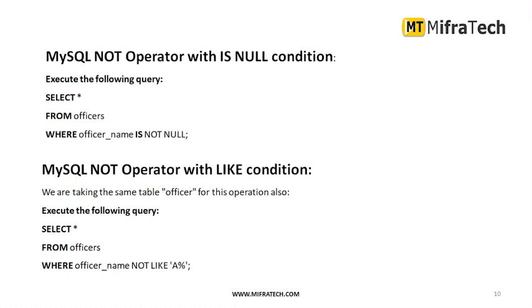NOT operator with the IS NULL condition, and NOT operator with the LIKE condition. You can execute the query: SELECT * FROM officers WHERE officer_name IS NOT NULL. And with the LIKE condition, execute the following query: SELECT * FROM officers WHERE officer_name NOT LIKE '%A'. You can execute the query and mention in the comment section or mail what output the query has given. You can share a snapshot of it.